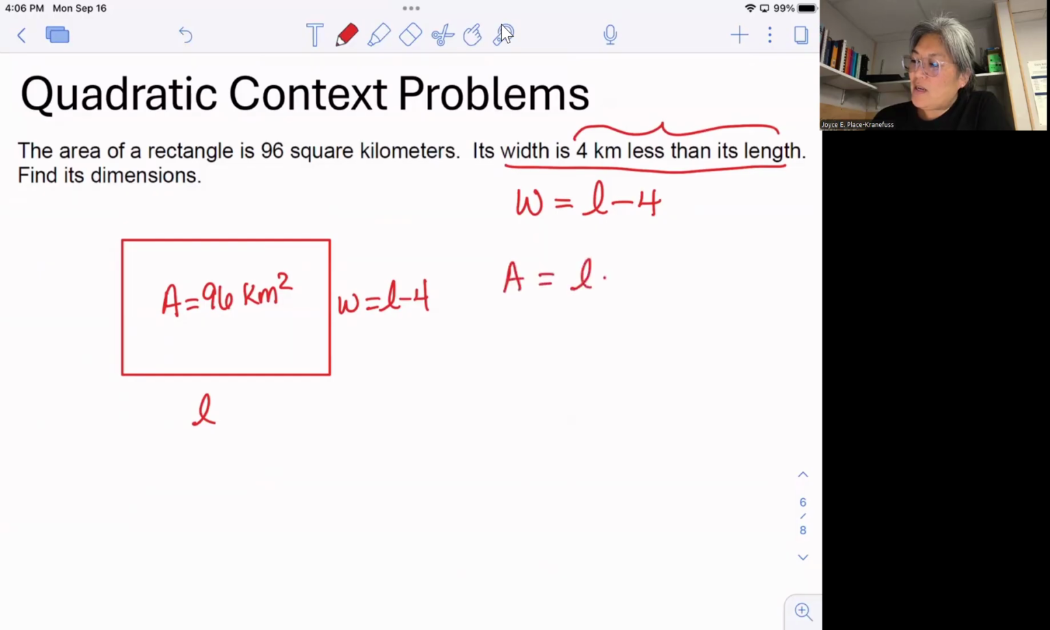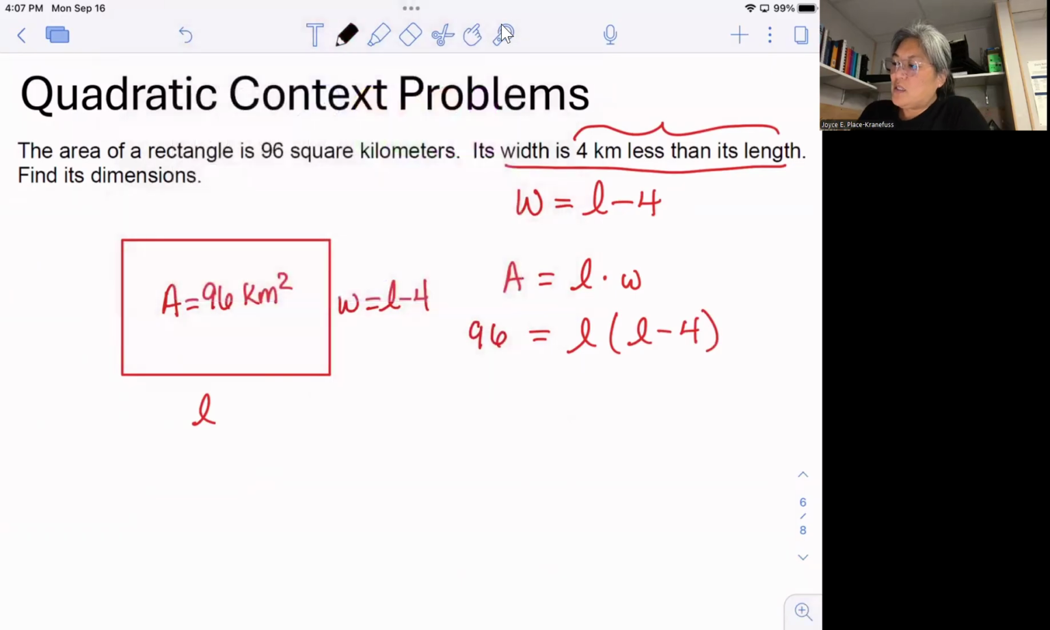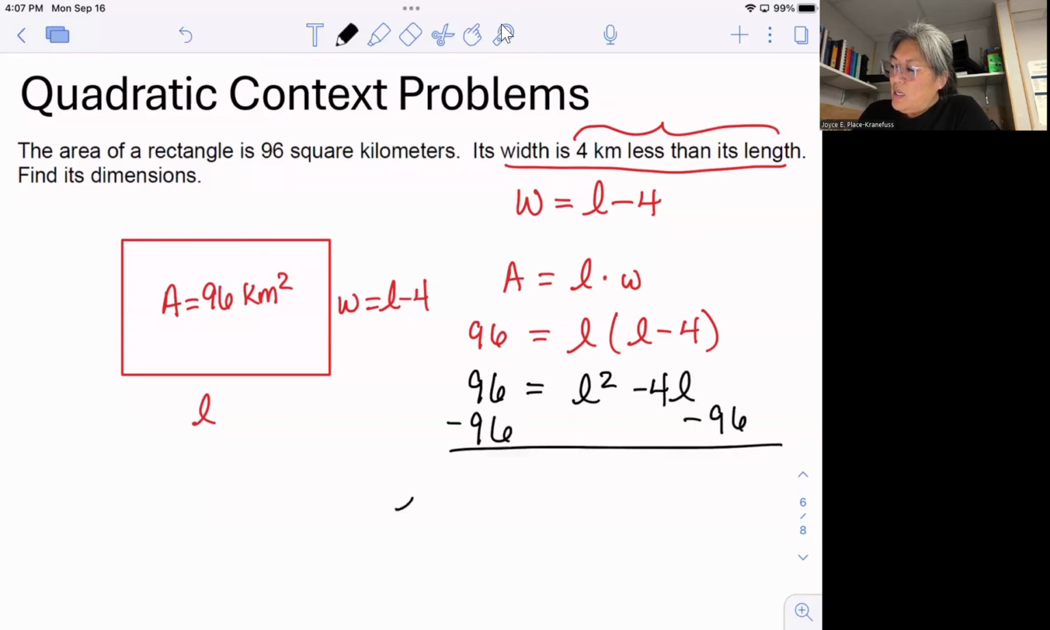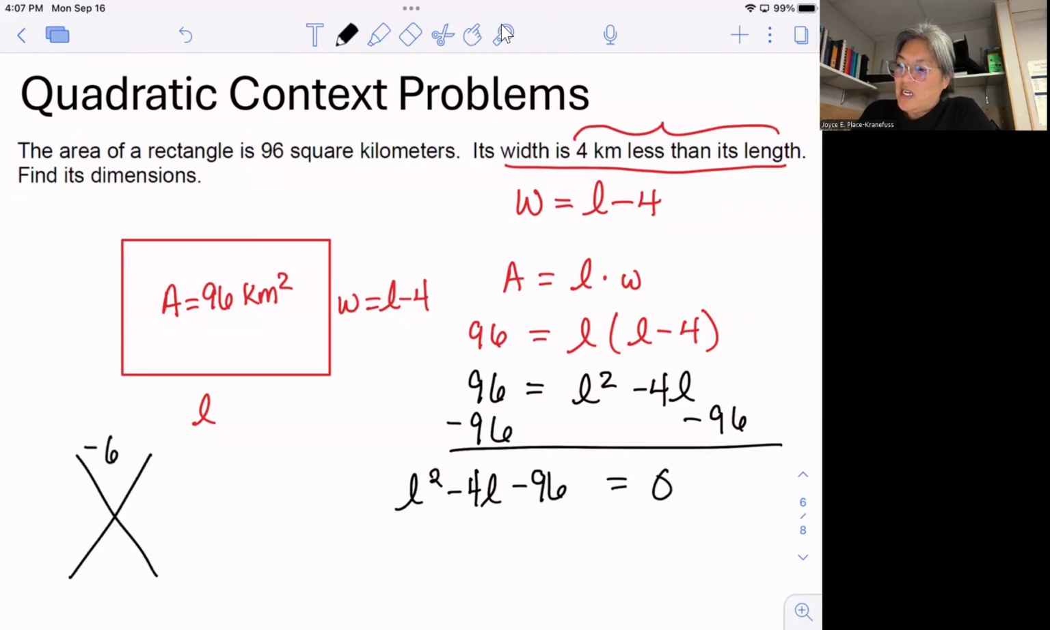Area equals length times width, which in this case would be length times L minus 4 is equal to 96. From there, we're just going to go ahead and solve it. 96 is equal to L squared minus 4L. Subtract 96 from both sides. L squared minus 4L minus 96 is equal to 0. So we're looking for factor pairs of negative 96 that add up to negative 4.